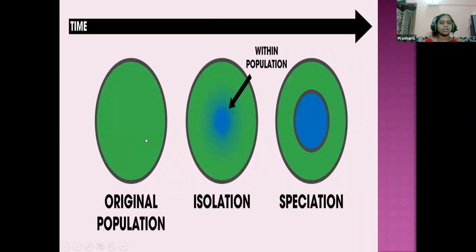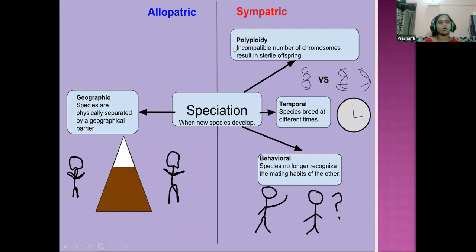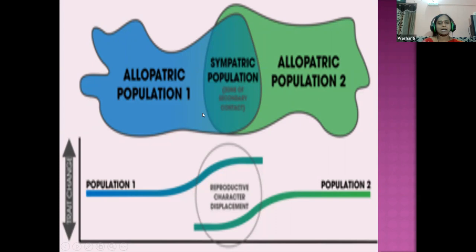Here, just see the picture, children. From the original population itself, they are being isolated and they give rise to the new species, which is sympatric. So just compare both. Allopatric means they are completely separated geographically. Whereas when you take sympatric, within the same geographical area, they have been reproductively isolated and both give rise to the new species. Allopatric means they are splitting into different populations in different geographical habitats. Sympatric means under the same population, they are giving rise to the new species.